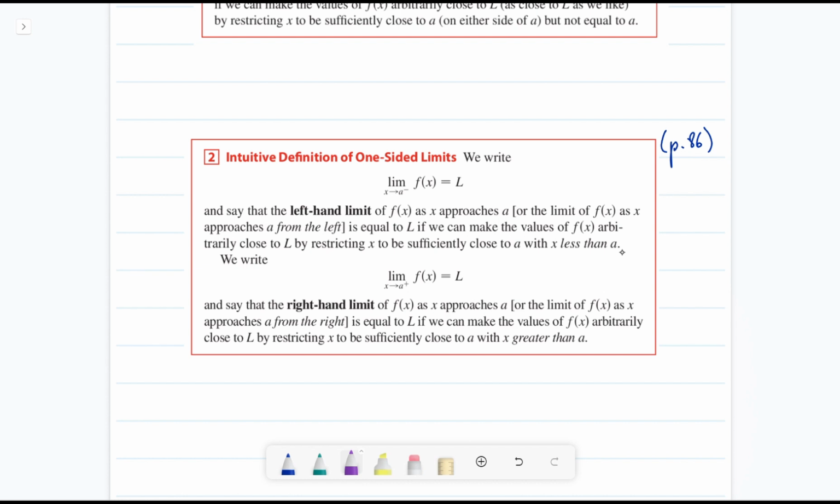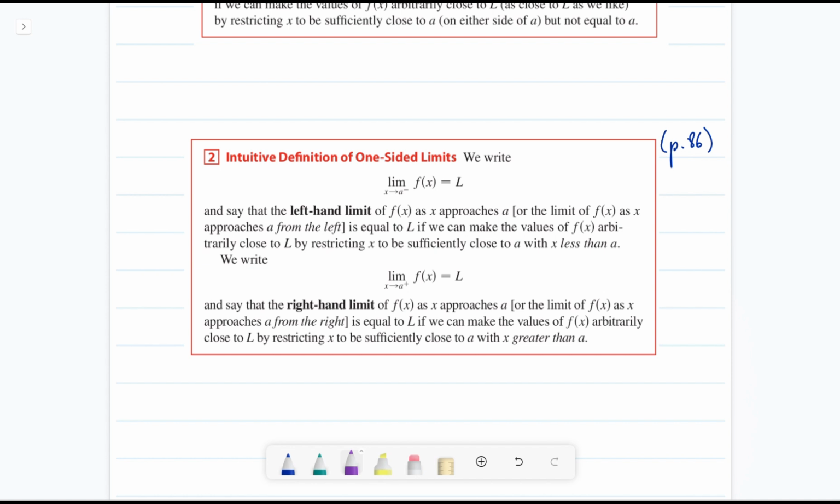We write limit of f of x as x approaches a from the left equals L, and say that the left-handed limit of f of x as x approaches a is equal to L if we can make the values of f of x arbitrarily close to L by restricting x to be sufficiently close to a with x less than a.